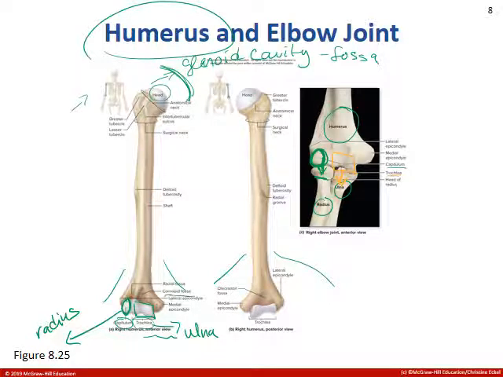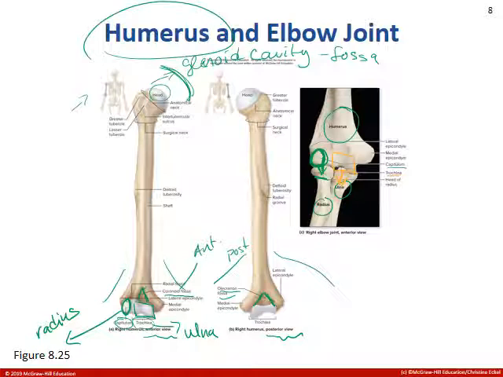We also have a fossa on the anterior side, but it's much smaller. So here's the fossa on the posterior side. So anterior, we have the coronoid fossa, and on the posterior side, we have the olecranon fossa. So much larger on the back side or posterior side.